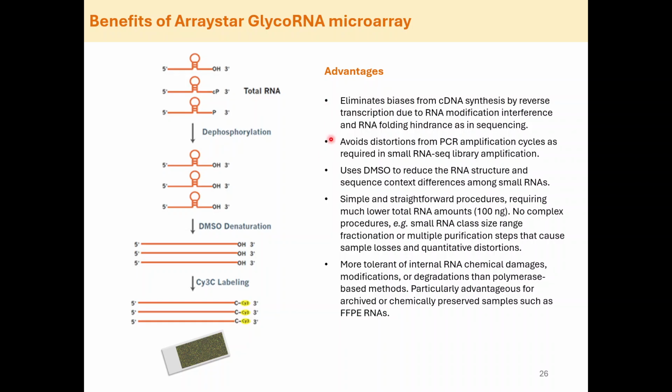PCR amplification, which can introduce bias and distortion greatly, is no longer needed. Now all classes of glycoRNAs, particularly the heavily modified tRNAs and tsRNAs, can be profiled simultaneously on one array with unbiased, accurate, and sensitive quantification, effectively overcoming the limitations of sequencing.